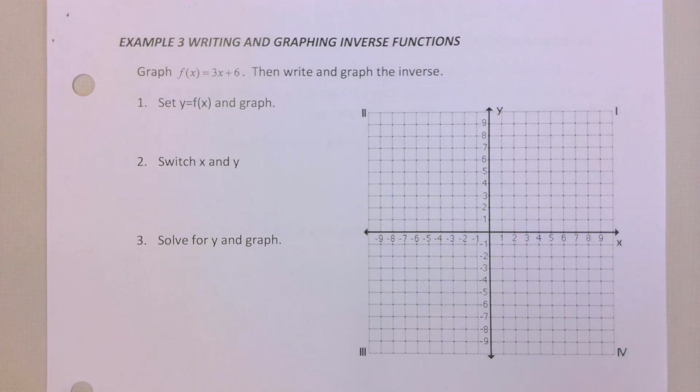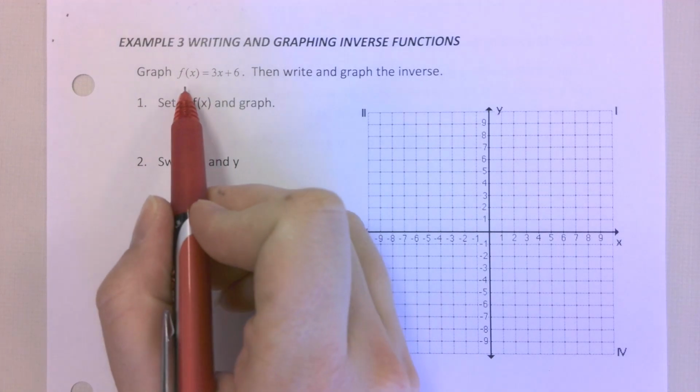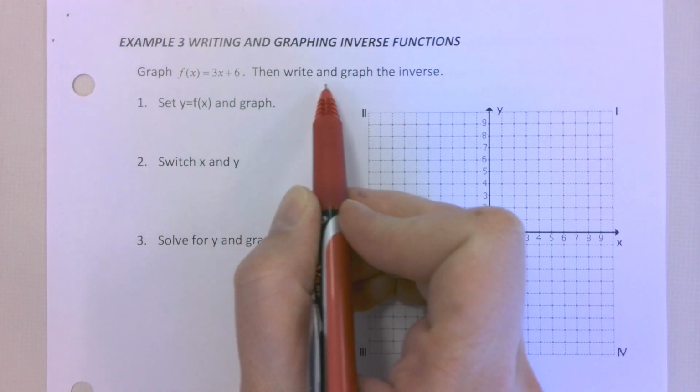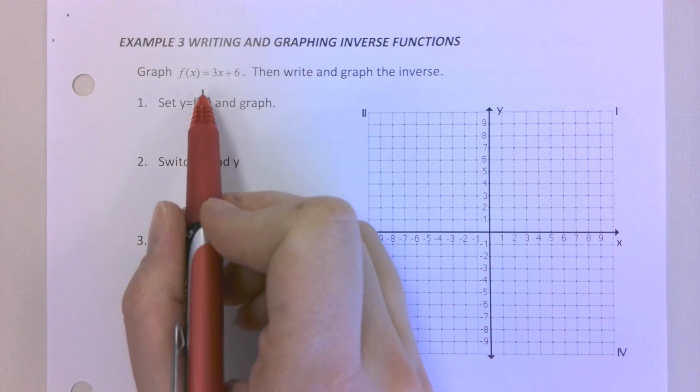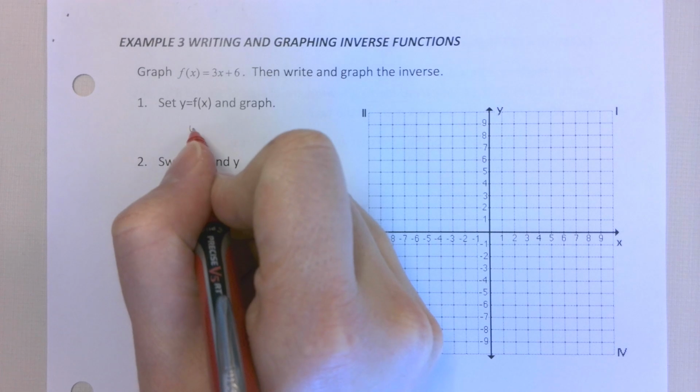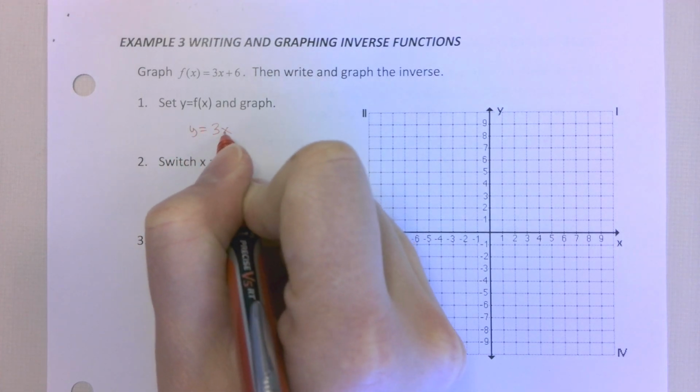We're going to go over some examples of graphing inverse functions, and we're going to talk about linear graphs. So we have our function f of x equals 3x plus 6. We're going to go ahead and write and graph the inverse. So we're going to start by looking at f of x, remembering that f of x is the same thing as y equals. So we have y equals 3x plus 6.